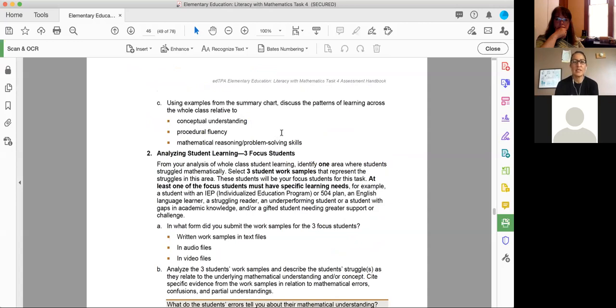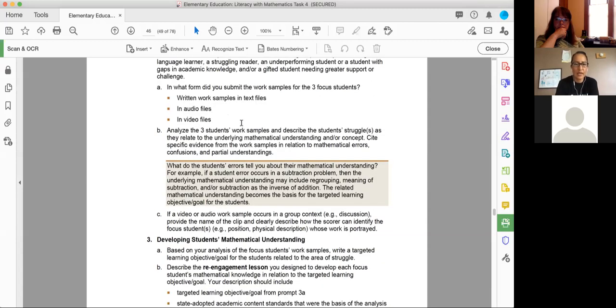And then it says, using examples from the summary chart, discuss the patterns of learning across the whole class relative to. So this is where that narrative comes in really important. You want to have the chart, but also you're describing everything that's happening with the students, the patterns that you're seeing in terms of the learning objectives that you talked about. And that's why it's important to include all three parts of what we teach in math, because it gives you something to write about, and that's what you should be teaching anyway, and that's what the scorers are looking for, okay? So make sure you include all of those parts.